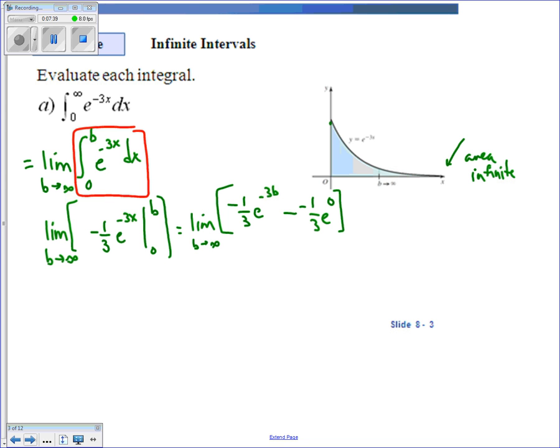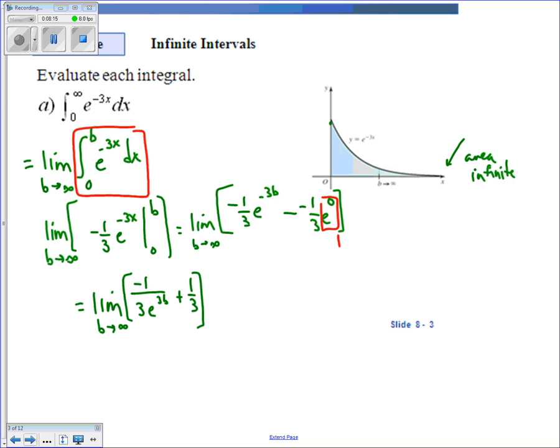Okay, the next step, when I have an e to a negative power, it's harder for me to see what the limit's going to be. So what I'm going to do is change it so it's a positive power. e to the 0 I know is just 1. So this is just 1. And I'm going to change that first expression. That's negative 1/3 over e to the 3b. I want a positive exponent so I can more easily see what that function is going to approach. And then I've got plus just a 1/3 added on.